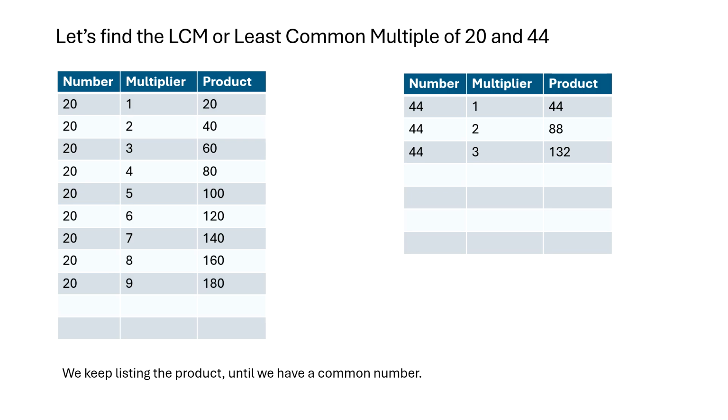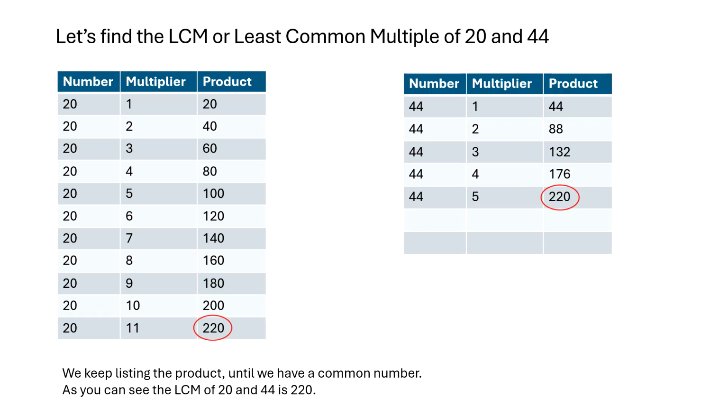20 times 9, 180. 44 times 4 is 176. 20 times 10, 200. 20 times 11, 220. 44 times 5 is 220. And looks like we have a common product in both tables, and that is 220. As you can see, the LCM of 20 and 44 is 220.